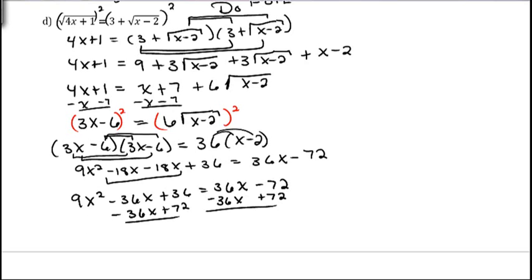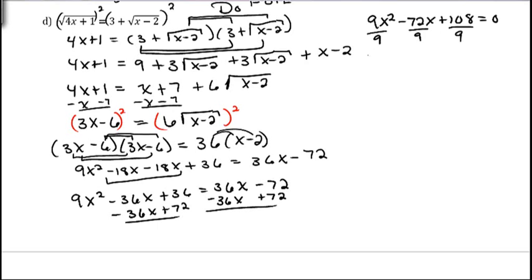And when we do that, we end up with 9x squared minus 72x, and then here we have 108. All of these terms are divisible by 9, so you want to go ahead and do that. It will make your factoring a lot easier.